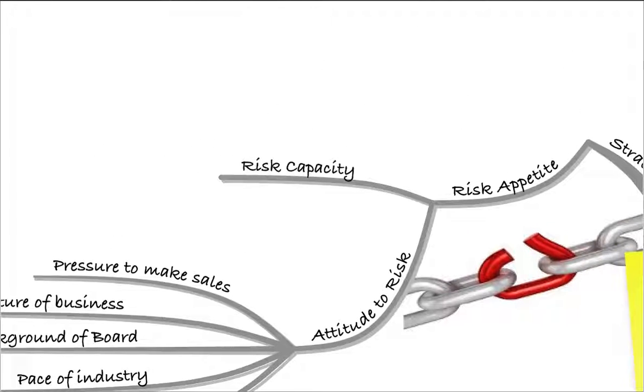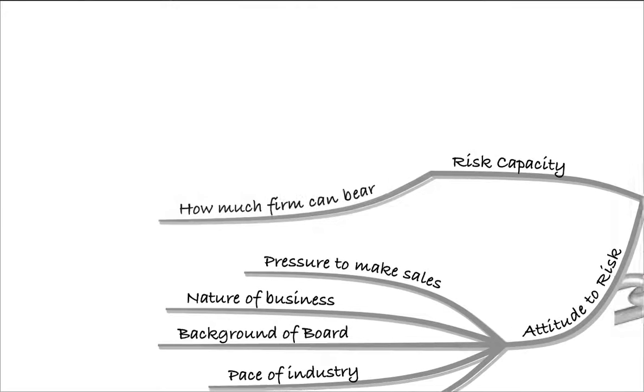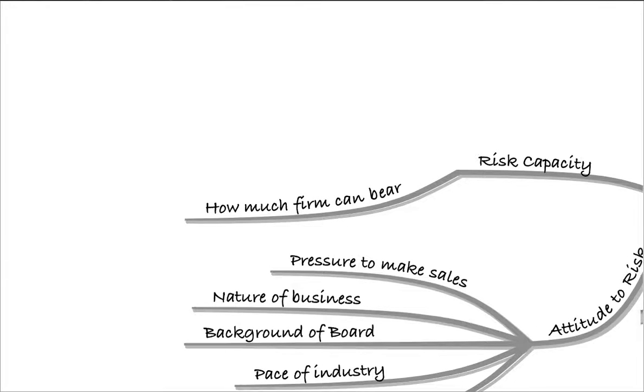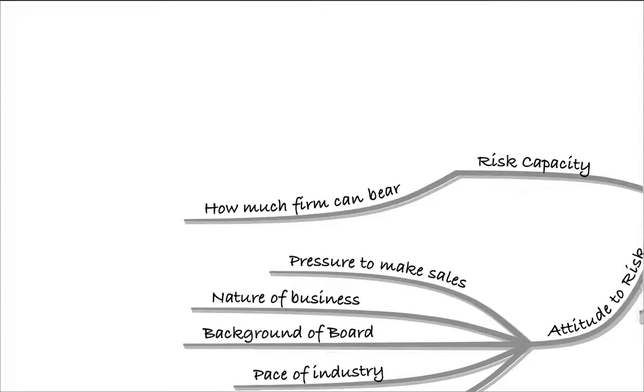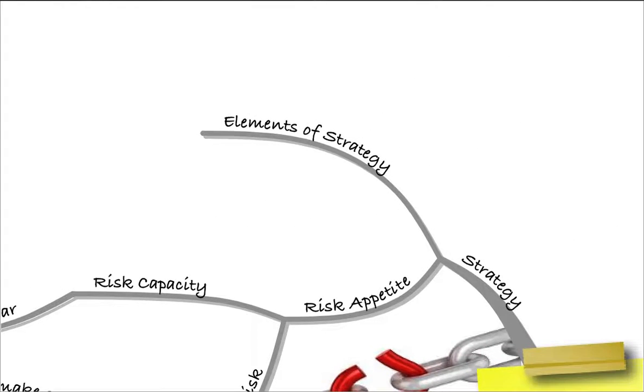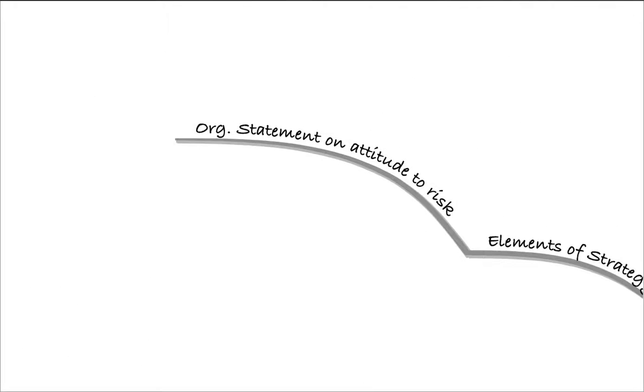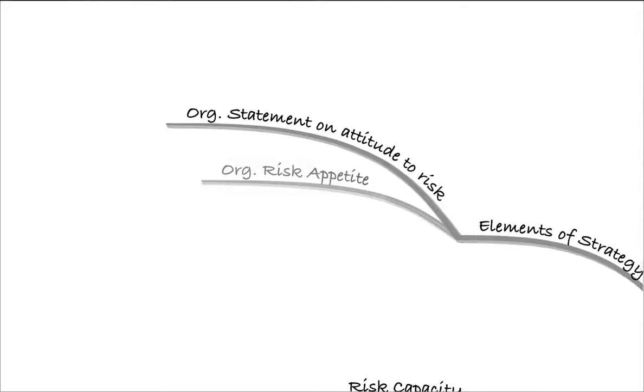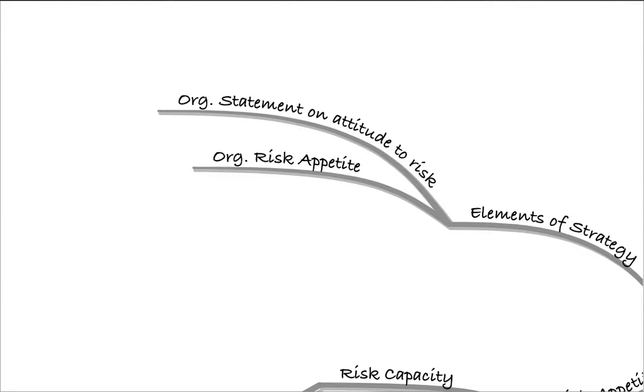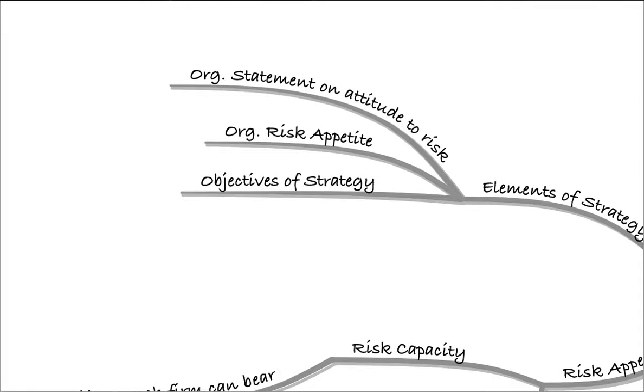The risk capacity of the firm was how much risk it actually could take, how much risk it could bear. So the risk appetite is how much risk they want to take and how much risk they can take put together. So the elements of the risk management strategy would be the organisational statement on their attitude to risk, so that would be determined by the two things we just looked at. Their risk appetite would be analysed, and then the objectives of their risk management strategy would be set.